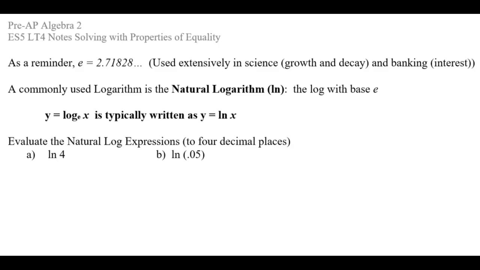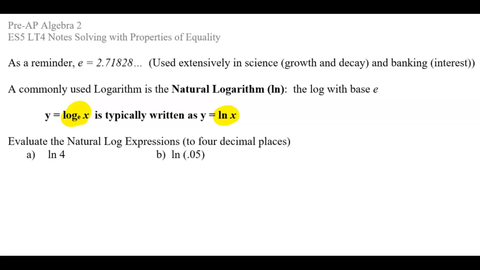A commonly used logarithm is the natural log, and we've all seen that. That's ln. We've even graphed them and stuff, but ln is just log with base e. So you can see here, the natural log is just log base e. That's all it is. You could even type it in your calculator as log base e, or you can just use the ln button.